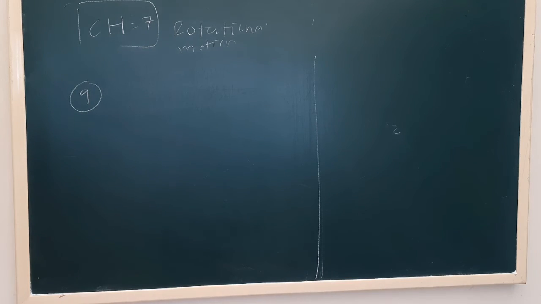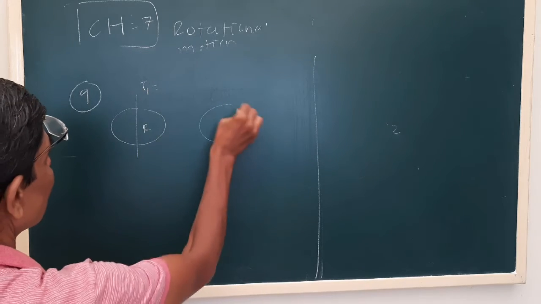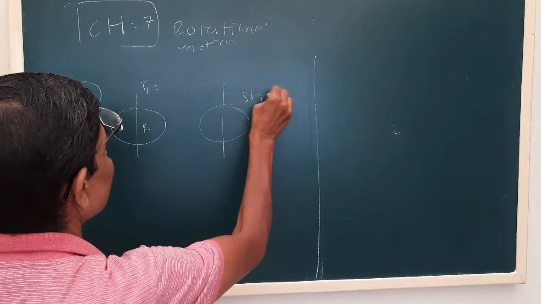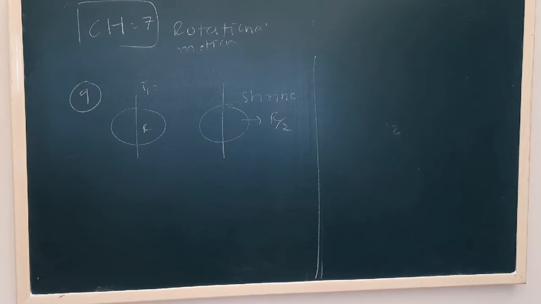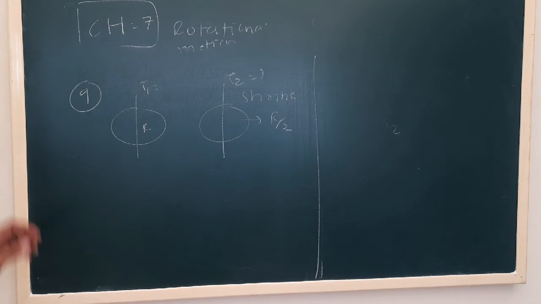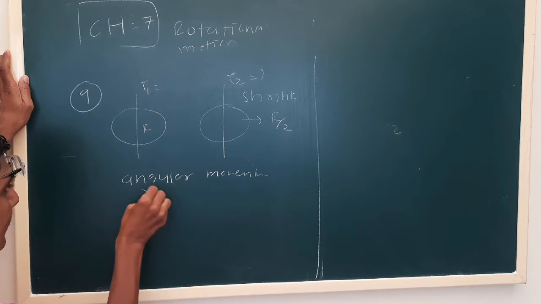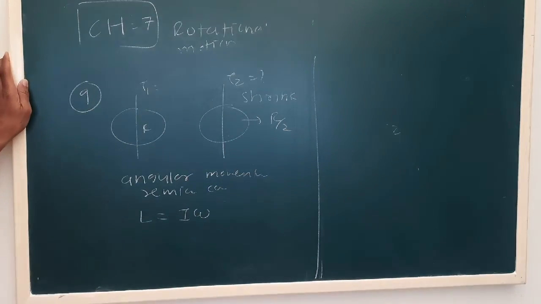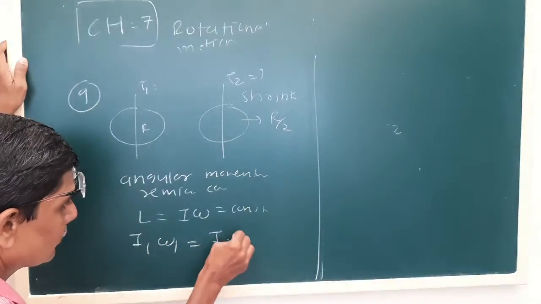Now the question says, suppose the radius of the Earth is r and time period is t1. Now we assume no torque acts on it and it suddenly shrinks such that the radius becomes half. What will be the new periodic time? Now see here no torque acts, so the angular momentum remains constant. Now see L is equal to I omega, that remains constant. That will be I1 omega 1 equal to I2 omega 2.